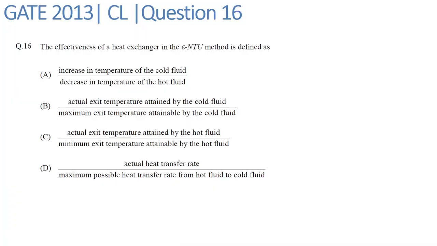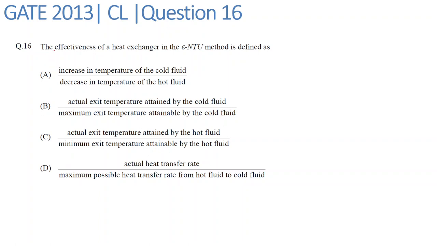Today we are solving a few questions from 2013, 2011 and 2014. So let's look at the first question for the day.